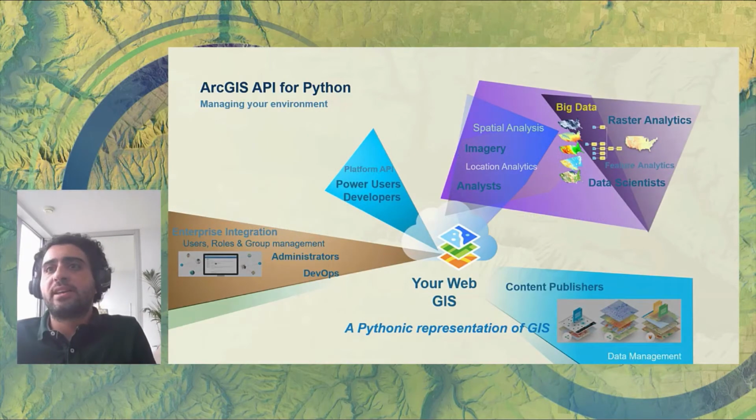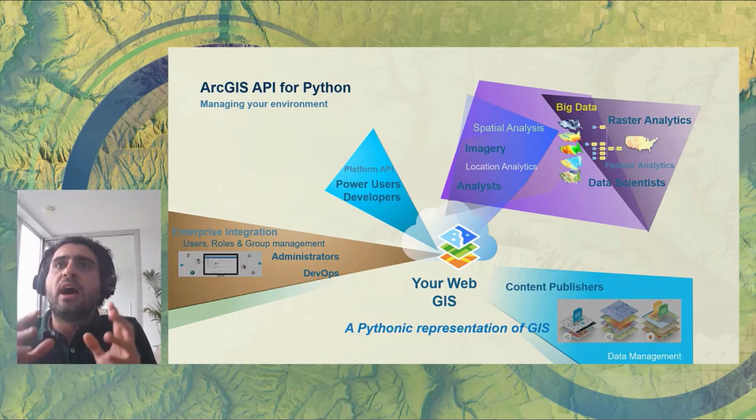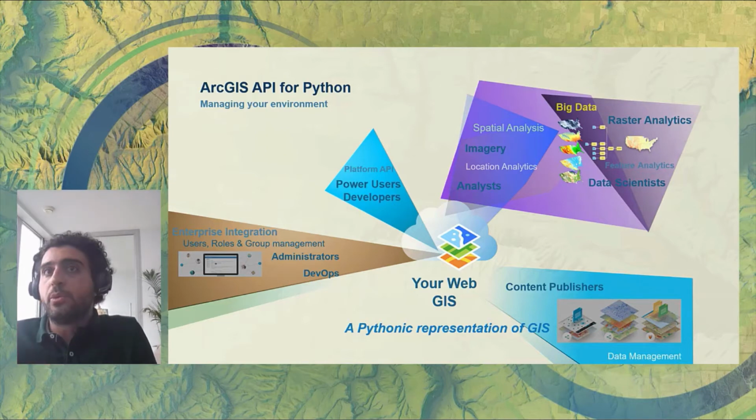So your WebGIS is what you're seeing in the middle, and the Python API will enable you to tackle all of these different subjects. We can be doing imagery analysis. We can be dealing with big data stores. We can be dealing with raster analytics, deep learning, data sciences. We can work on content publishing and updating our maps, our services, our tables that are available within our org or to the public.